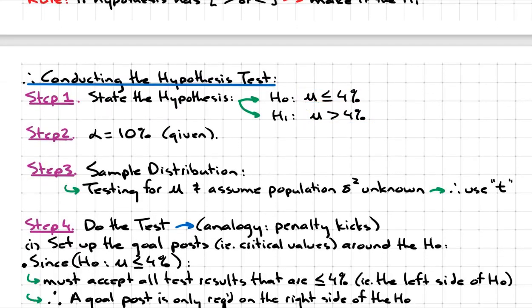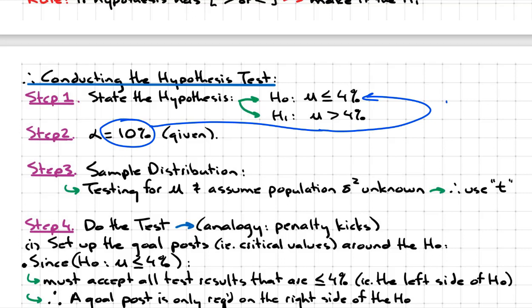Step 2 is the level of significance. This will be given, and remember the implication of this. We want to give the null a 90% margin of error.